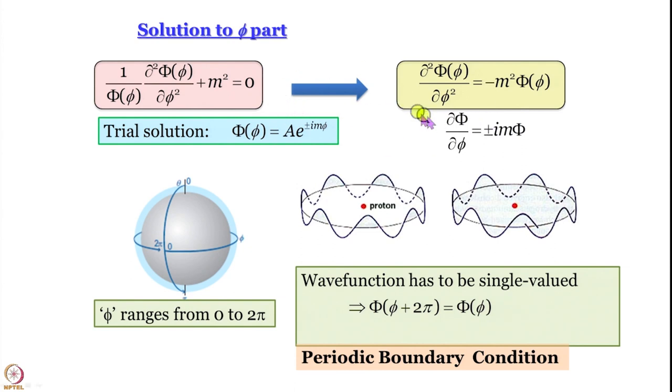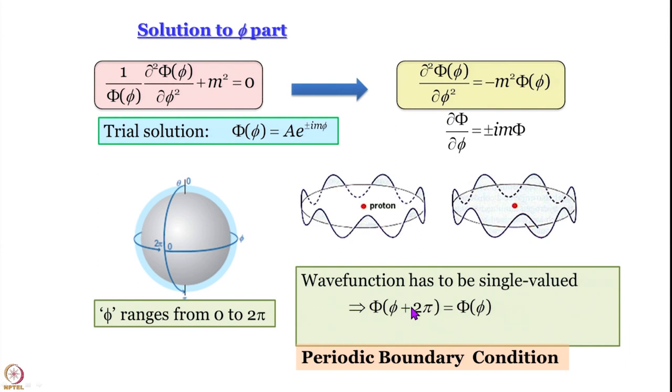So, the solution to the phi part is known to us. We know that the solution is A multiplied by e to the power plus minus i m phi. Once again, here we use small m, and A is worked out in one of the tutorial problems, assignment problems, that turns out to be 1 by root over 2 pi. And then once again we use the periodic boundary condition. The wave function has to be single valued. So, you start from a particular value of phi, go around a full circle, come back to the same point. The wave function must have the same value once again, which means capital Phi of phi is equal to capital Phi of phi plus 2 pi.